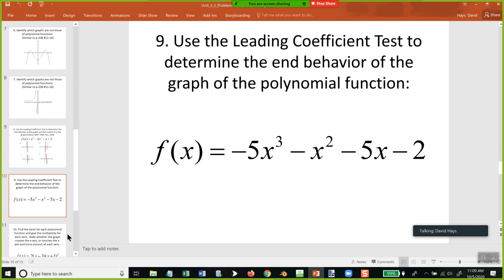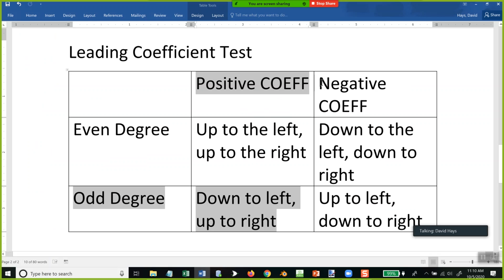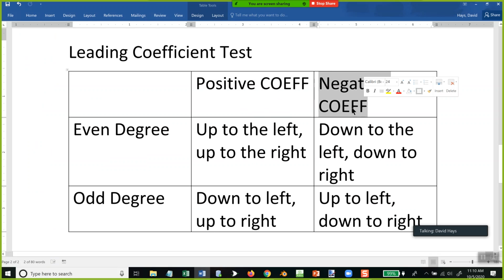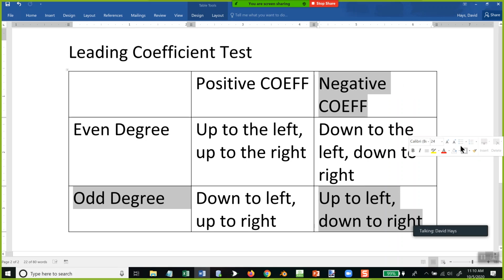Now this next one says use the leading coefficient test to determine the end behavior of the graph of the polynomial functions. This is the standard form where your terms range from largest power down to smallest power. Our leading term is this first one, the negative 5x to the third. The coefficient is negative. The power, the degree, is odd. So I'm looking at a negative coefficient and an odd degree. So that tells us our answer is up to the left, down to the right.